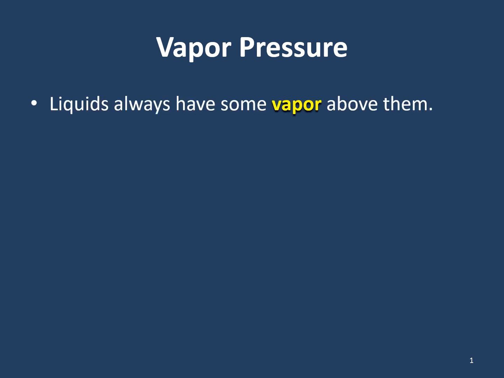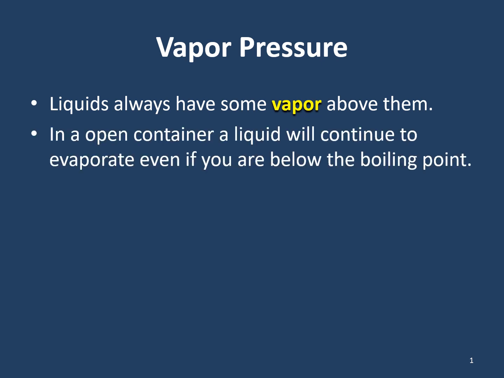So liquids always have some of their substance in the gaseous state above the liquid, right? So if we have a glass of pure water, there is some water in the gaseous state above that liquid in the glass. In an open container, the liquid will continually evaporate even if we're below the boiling point. Think about if you've ever spilled a drop of water on a table, and then maybe 30 minutes later you come back and the drop of water is gone. Nobody wiped it up. It just evaporated. We're still below the boiling point in your house, hopefully. And so why did it evaporate? It evaporated due to it going into the gaseous state.